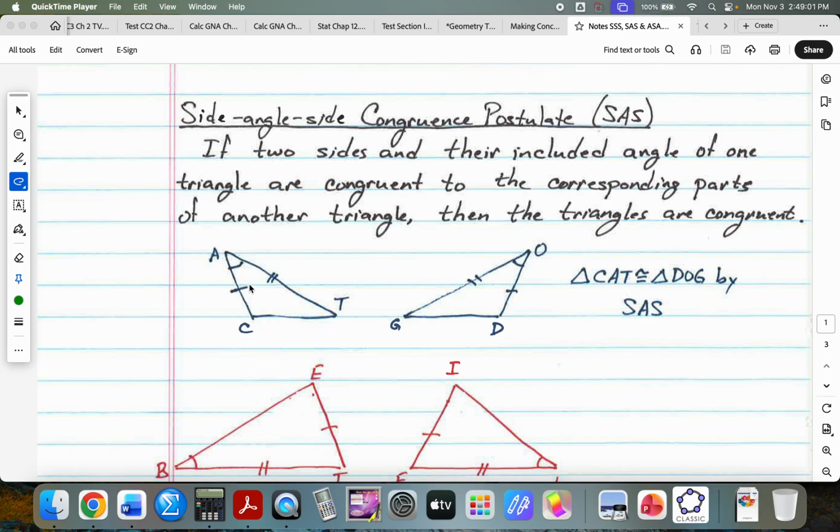So what do they mean by the included angle? Well, if I have this side and this side, do you see how that angle is in between them? That's the included angle. So here I've got 2 sides and an included angle congruent to the corresponding parts over here, where I've got 2 sides and the angle that's included in between them are congruent to each other. Then those 2 triangles are congruent by side angle side.